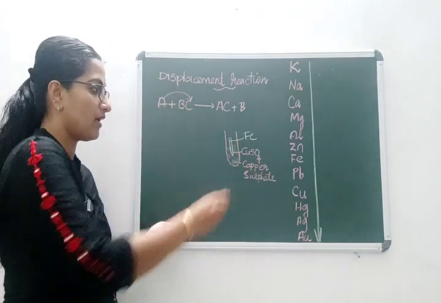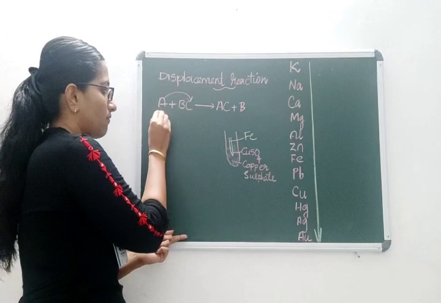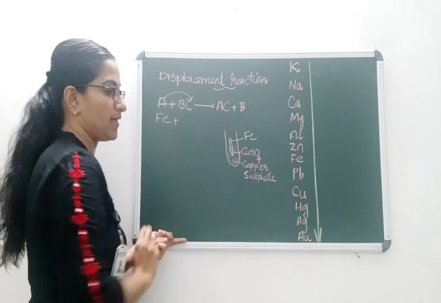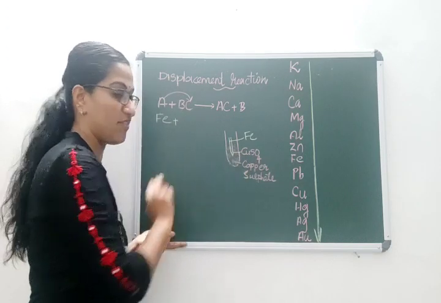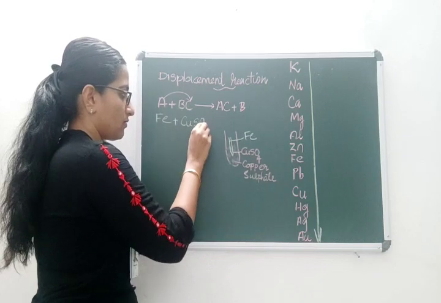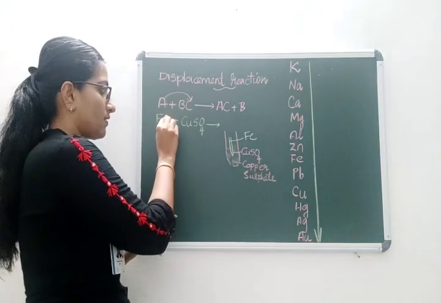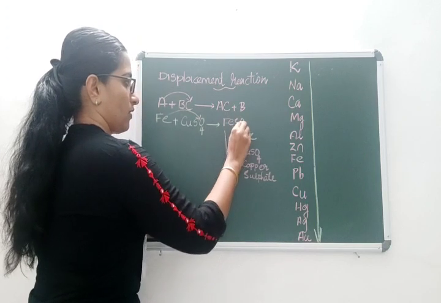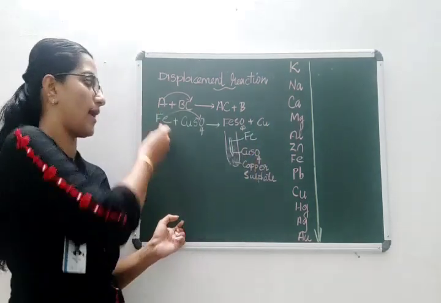So what happens when Fe reacts with CuSO4? In the same way, here also you can write Fe in the place of A, plus BC. What is BC? BC is the metal salt. Who is the metal salt here? Copper sulfate, CuSO4. Both react. What is the product? The product is FeSO4 plus, who is displaced? Copper is displaced by iron.